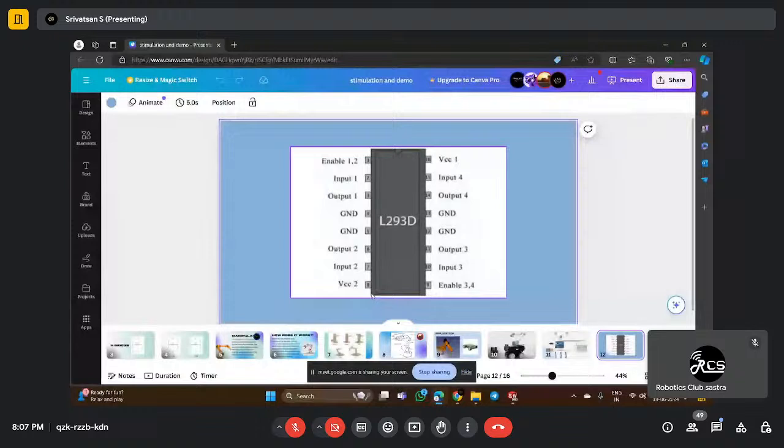This is the L293D driver. Pin 1 and pin 9 are the enable pins, 1, 2 and 3, 4 respectively. Pin 2 and pin 3 are input 1 and output 1 respectively. Pins 4, 5, 12 and 13 are the ground pins, which are used as a heat sink and avoid a short circuit.